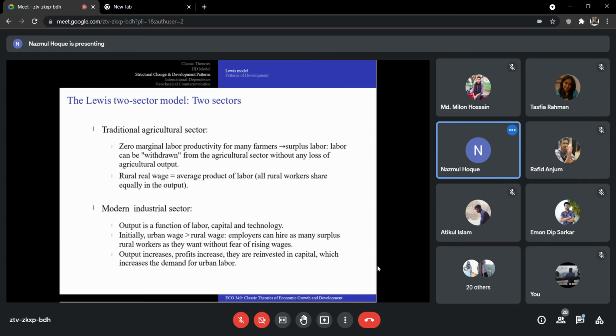And the capitalist is going to earn some profit, which that capitalist is going to reinvest in the economy. This reinvestment in capital equipment by the capitalist or the urban employer is going to increase the demand for labor in the urban area again. So increased demand for labor will hire more workers, and more workers will move to the urban sector, as long as the rural sector has surplus labor.